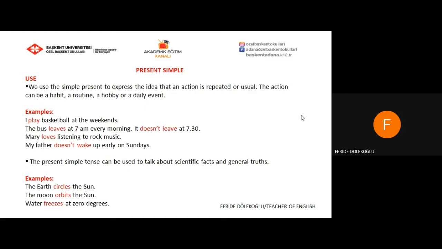The present simple tense can be used to talk about scientific facts, general truths, the things we cannot change. The earth circles the sun. The moon orbits the sun. Water freezes at 0 degrees. As you see in these sentences, we are talking about scientific facts.